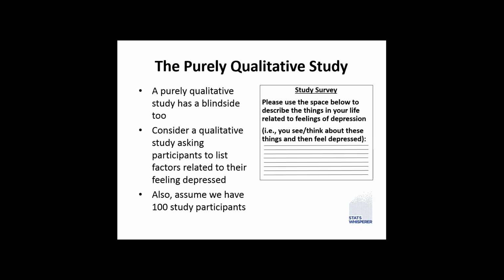So the purely qualitative study has a blind side too, right? So consider this. Consider we want to look at depression in the community, but instead of our 1 to 5 scale, we have a nice qualitative survey where we just ask people to write down what kind of things you think about in the course of a day that are related to your feeling depressed. So, factors related to depression, that's what we're looking at. Qualitative responses, and again, 100 study participants.